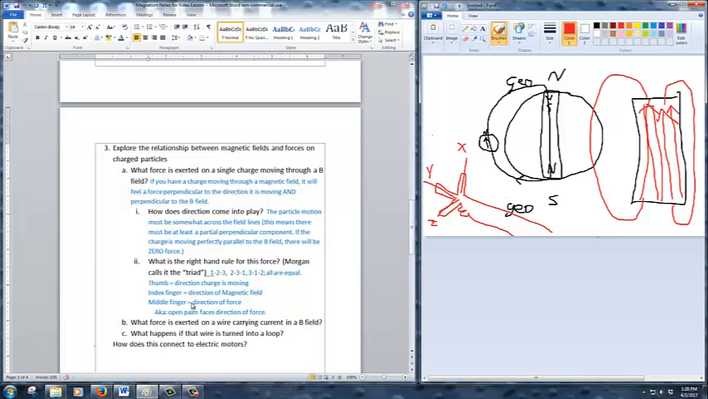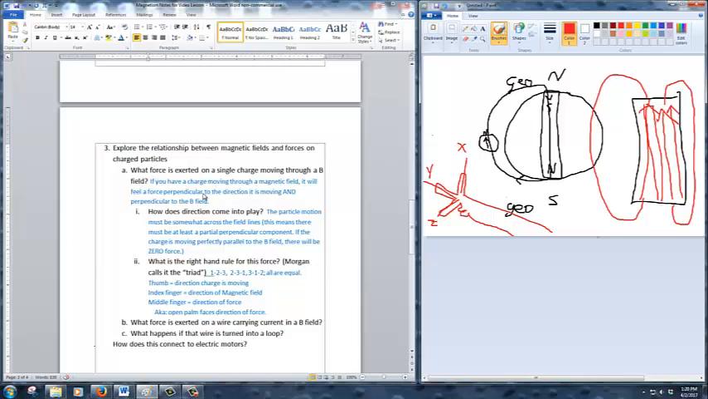So thumb, index finger, middle finger: the direction the charge is moving, the direction of the magnetic field, and the direction of the force. And that's very useful. If you forget this, you'll be able to calculate the value, but you wouldn't necessarily know which direction it is going. So let's go back up to part A here.